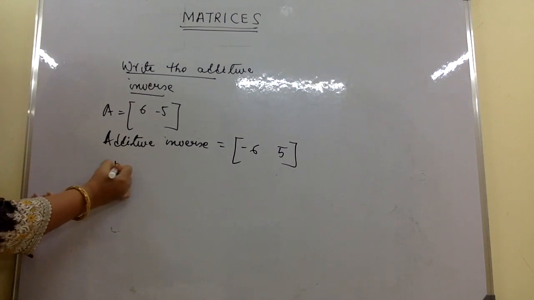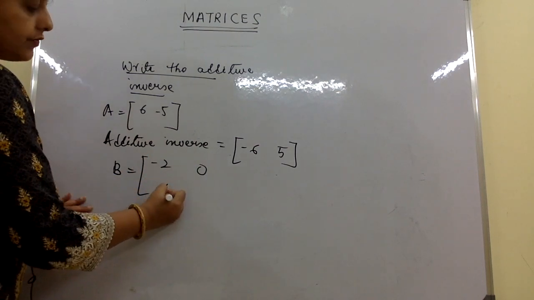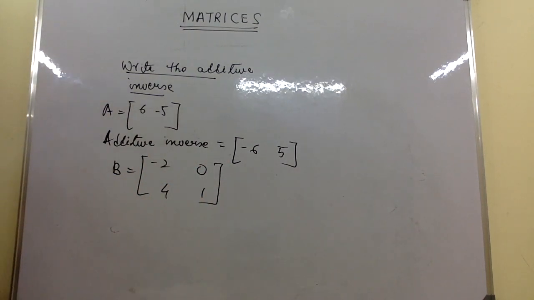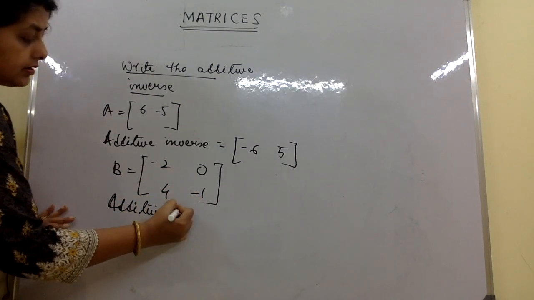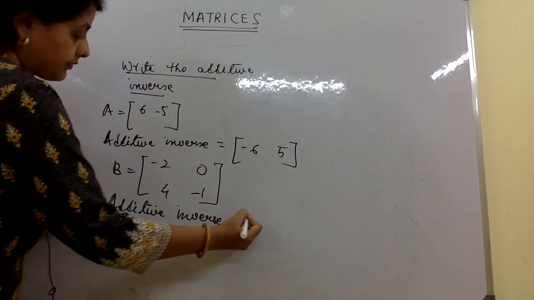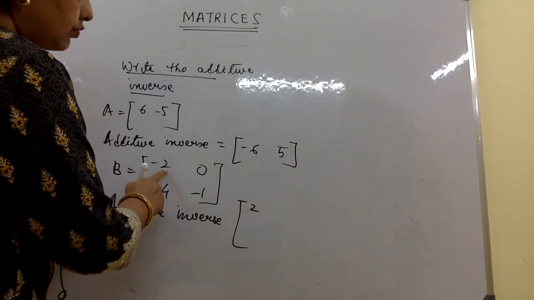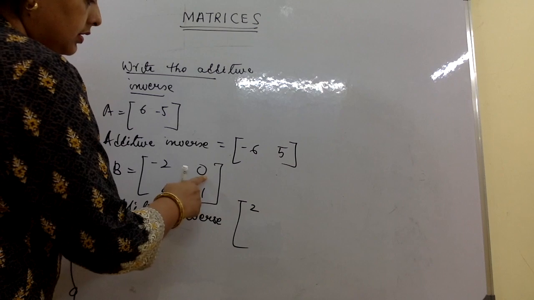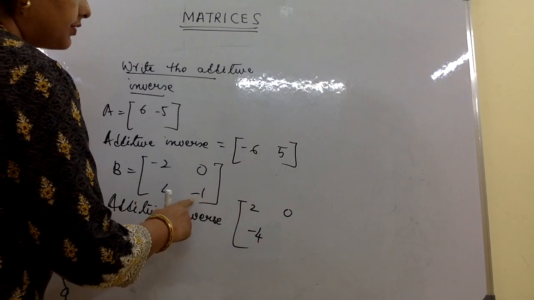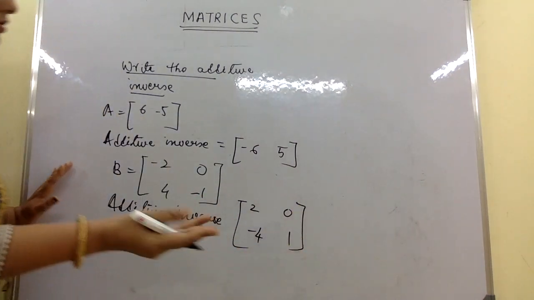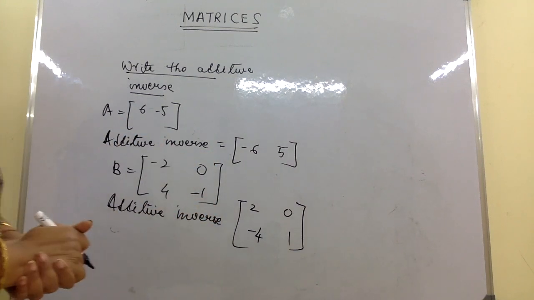Now B is a matrix which is minus 2, 0, 4 and 1, and we want the additive inverse of this. Additive inverse is going to be 2. Okay, then it is going to be here 0 only, here we want a minus 4 to make it a null matrix, and here we need a plus 1. Okay, so if we add these two, now you will get a null matrix. So that is the additive inverse.